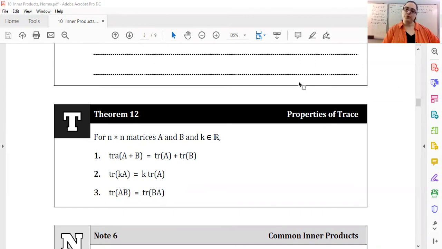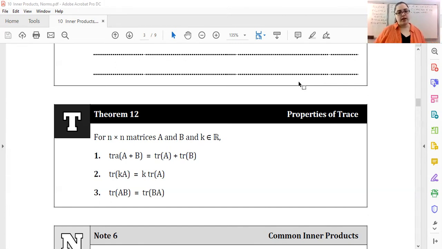So if I have two n by n matrices, A and B, then the trace of the sum of the matrices is the same as the sum of the traces of the matrices. If you think about this, it makes sense, because if you add your two matrices, think about what's happening along that diagonal. You're just adding those diagonal entries. So if you find the trace of the first and the trace of the second, it's the same thing as finding the trace of the sum of each of those diagonal entries.